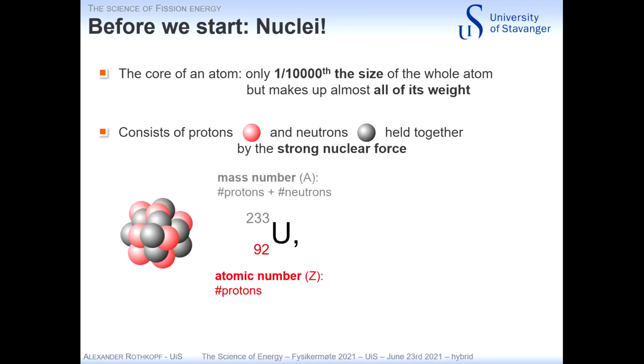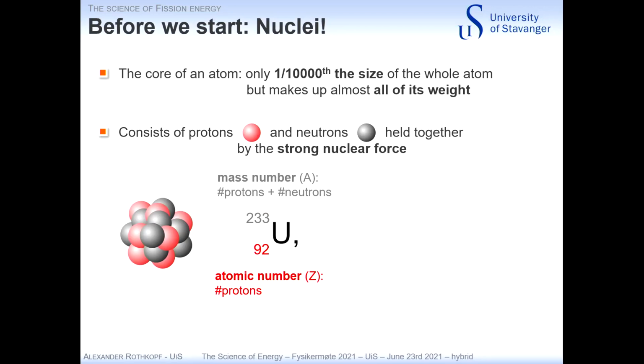A proton or a neutron is around 2,000 times heavier than the electrons that are whooshing around that nucleus, and therefore the core really is much heavier than anything else in that atom. And if you want to refer to individual elements and their nuclei, we usually use a certain convention that I show you here.